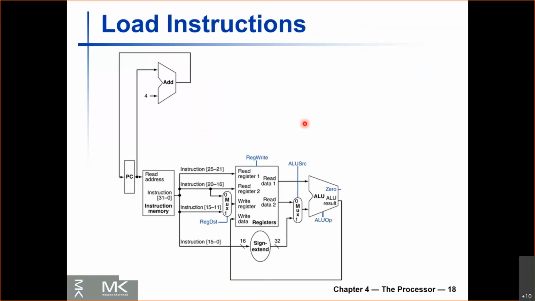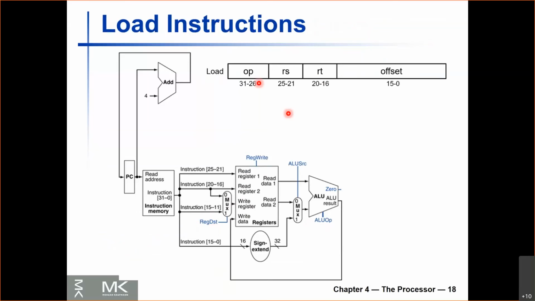Right, the I format. So the I format looks like this. We have the opcode. We're going to have RS, which is going to be the base register. We're going to have the offset, and we're going to have RT, which is going to be the destination of the load. Now, what we want to do is add the value in RS to the offset, and we already have support to do that.